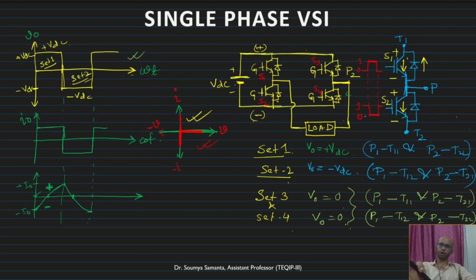This is very, very important. We have to keep in mind that we can never turn on both switches of a leg simultaneously, because I have already explained this concept in the case of SPDT. You have seen, if we connect the pole to throw 1, then throw 2 will be open. If we connect the pole to throw 2, then throw 1 will be open. Similarly, if we turn on switch 1, switch 2 will be open, and vice versa. That is how we operate, and we get AC out of DC. So this is the operating principle of the single phase voltage source inverter.